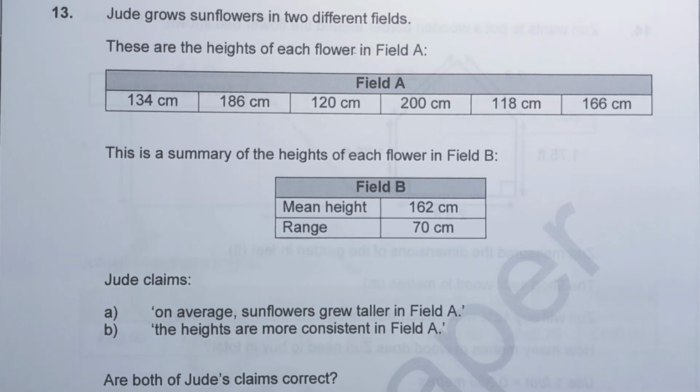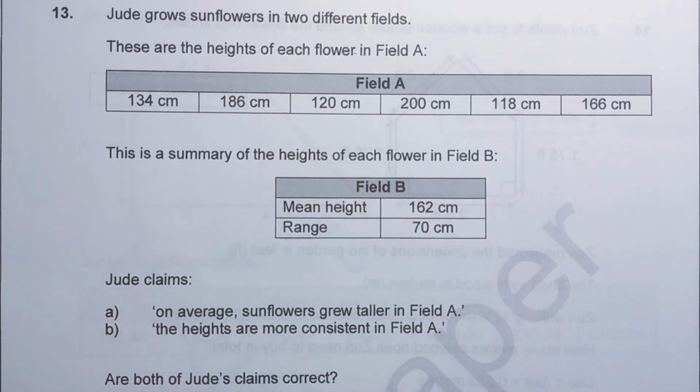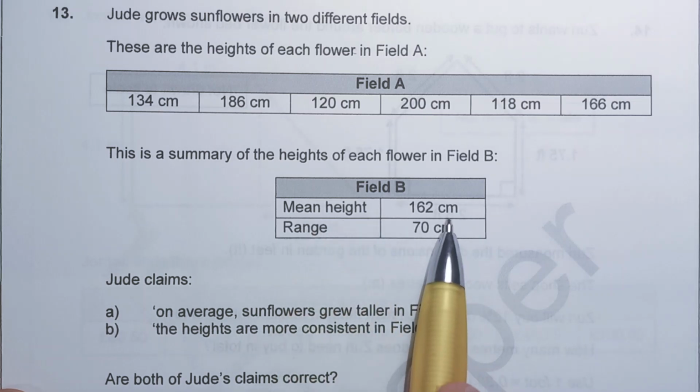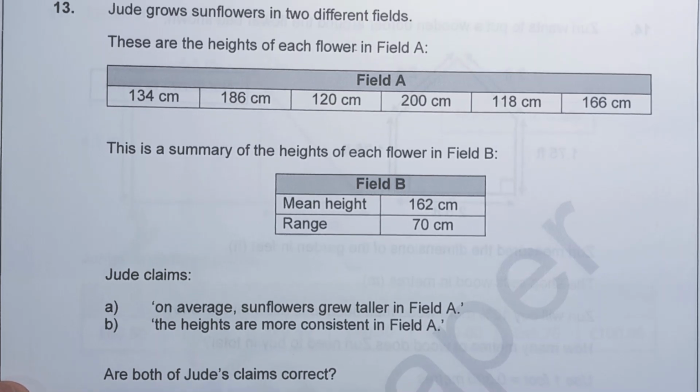Okay. Question 13. Jude grows sunflowers in 2 different fields. These are the heights of each flower in field A. So 134 centimetres, 186 centimetres, and so on. This is a summary of the heights of each flower in field B. So a mean height of 162 centimetres and a range of 70 centimetres. Jude claims, A, on average, sunflowers grew taller in field A. And B, the heights are more consistent in field A. Are both of Jude's claims correct? Give reasons for your answers.